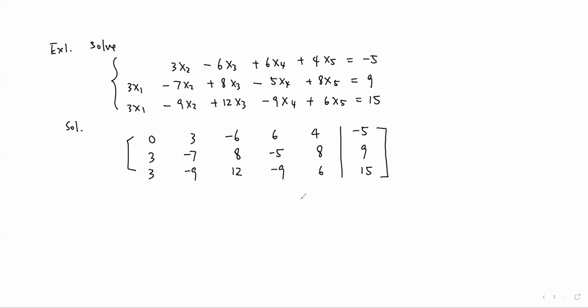Now, to solve this linear system, I first simplify the augmented matrix into epsilon form. Forward elimination: reduce the matrix into an epsilon form.